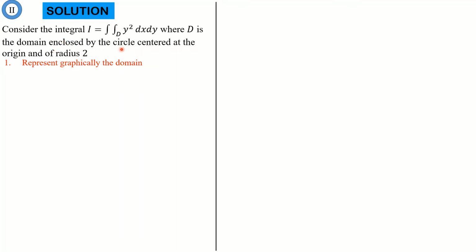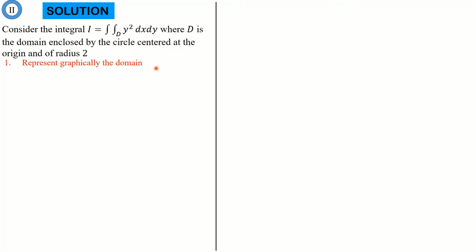Now what is it enclosed by? It is enclosed by a circle. Now what are the characteristics of this circle? The circle is centered at the origin, meaning the center of the circle is the point 0, 0, and the radius of the circle is 2. So 3 key things. First, enclosed by a circle, centered at the origin and radius 2 means that the region D is a region of space that is inside a circle, because the circle encloses that region D. So this D is a set of points that are inside the circle.